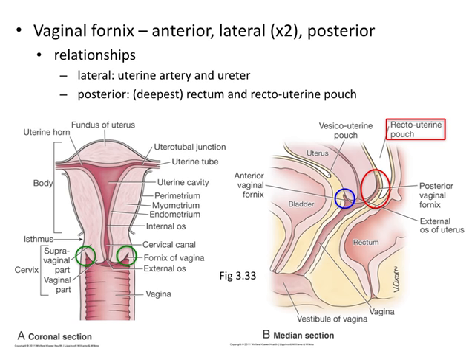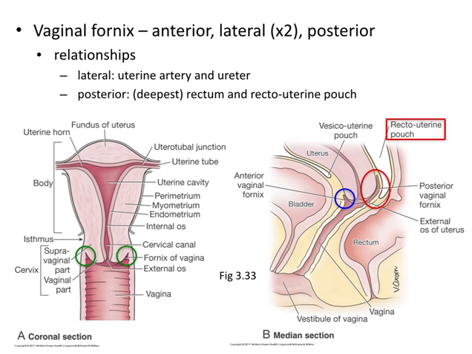It has an important relationship with the rectouterine pouch, which is just that portion of the peritoneal cavity that is extending all the way down into the pelvis, immediately behind the cervix, and separating the cervix from the rectum. So you can see that rectouterine pouch there. So that's an important relationship.